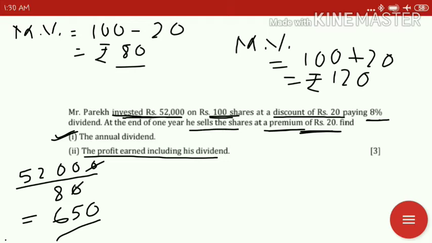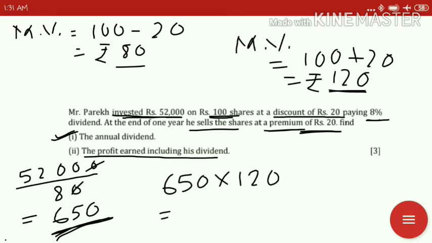That means when you are going to sell all the 650 shares, he will sell them at the market value. So his profit means you have to first calculate how much amount he has accumulated when he has sold all the shares. That is 650 into rupees 120, that much amount he will get when he sold all the shares.